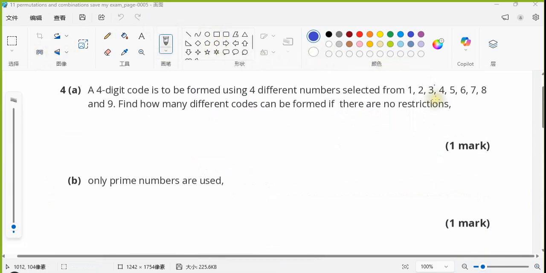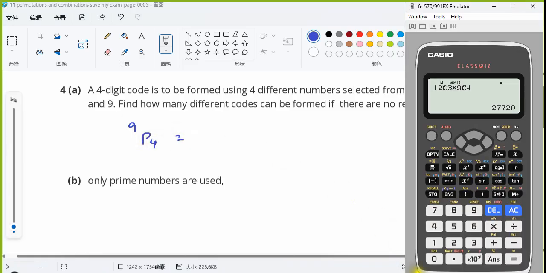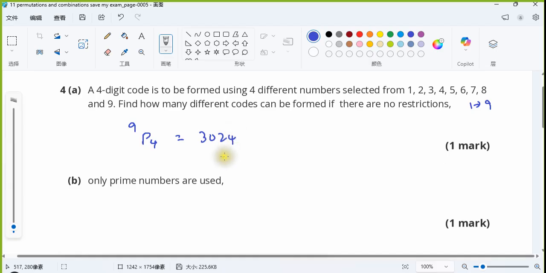Okay. Question number 4a. A 4-digit code is to be formed using 4 different numbers selected from 1, 2, 3, 4, 5, 6, 7, 8, and 9. 1 until 9. How many different codes can be formed if there is no restriction? So we have 9P4. Okay. So this is 9P4 and it's 3024.